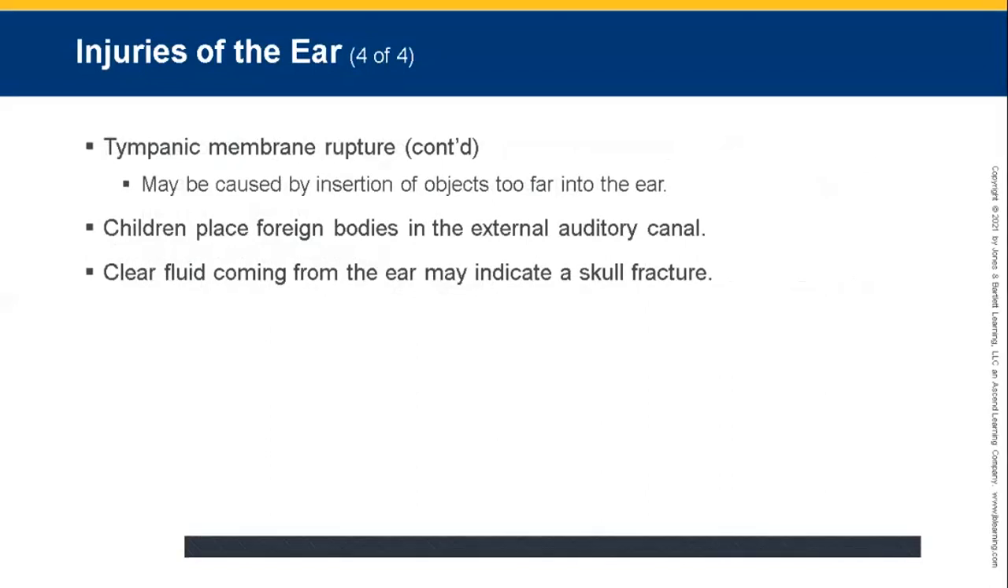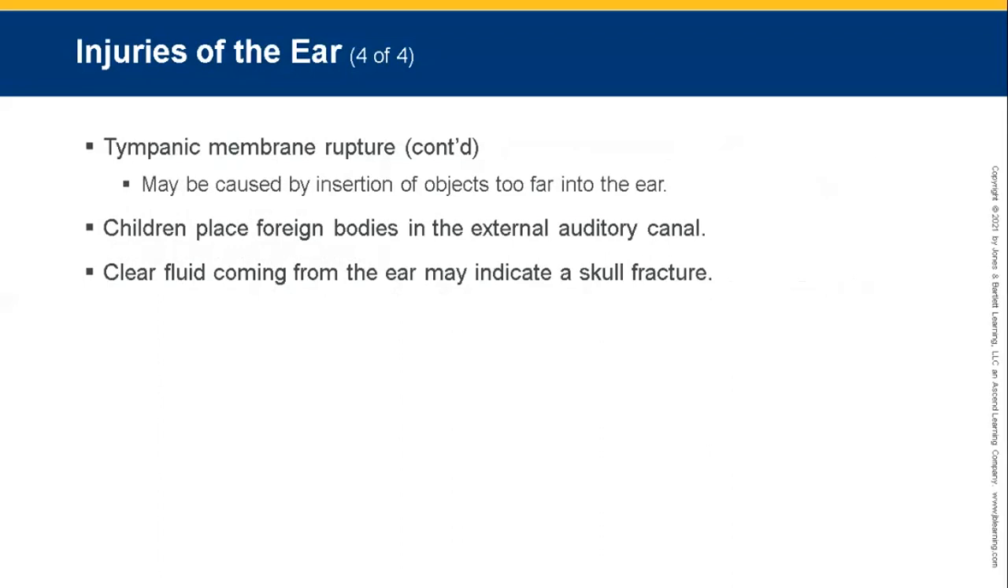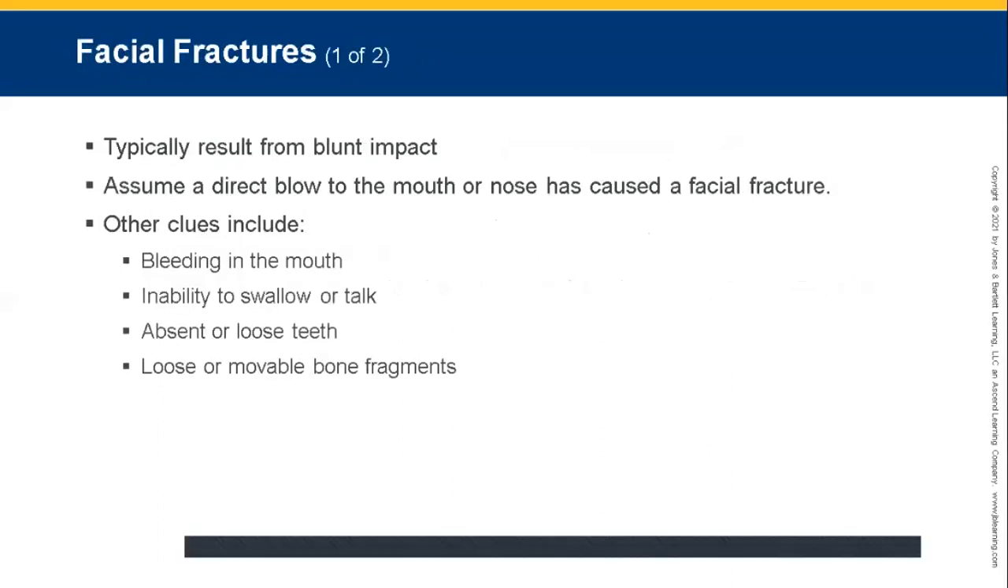With tympanic membrane rupture, patients will report severe ear pain, difficulty hearing, or ringing in the affected ear. It may be caused by insertion of objects too far into the ear. Children place foreign bodies in the external auditory canal. Clear fluid coming from the ear may indicate a skull fracture.